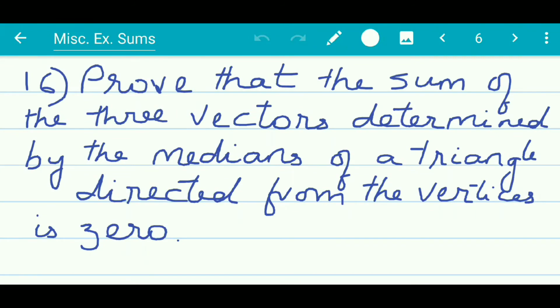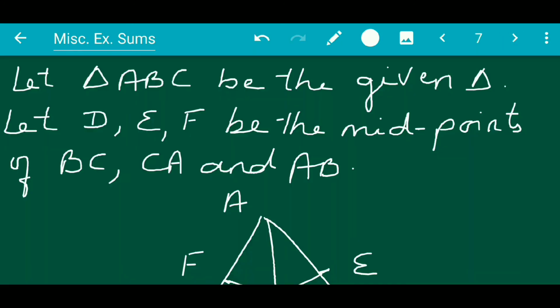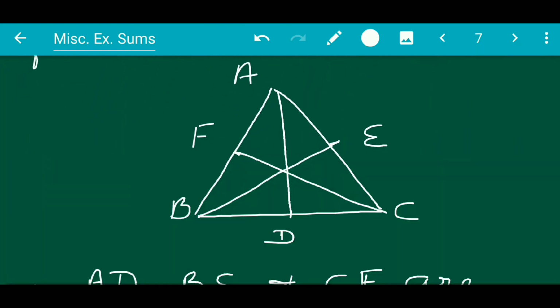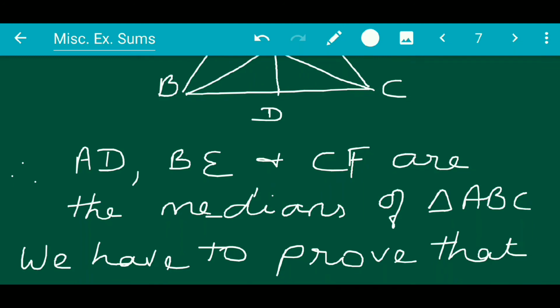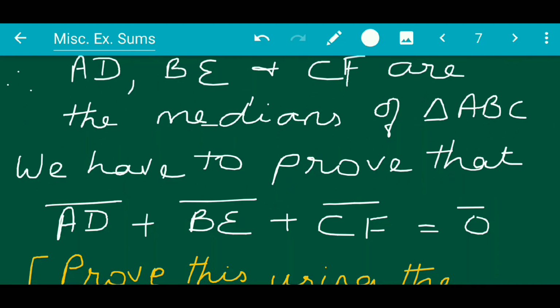The 16th sum: prove that the sum of the three vectors determined by the medians of a triangle directed from the vertices is 0. Now here, let triangle ABC be the given triangle. Let D, E and F be the midpoints of BC, CA and AB. So as you can see from the figure, AD, BE and CF become the medians of triangle ABC. Now, we have to prove that the sum of the vectors drawn from these medians is 0. That is, we have to prove that AD bar plus BE bar plus CF bar is equal to 0 bar.